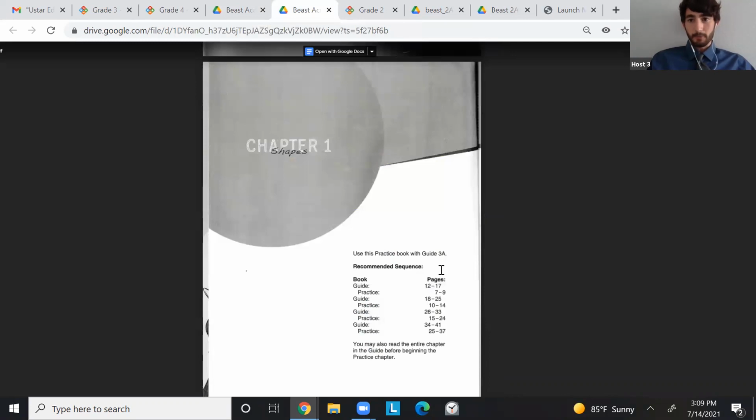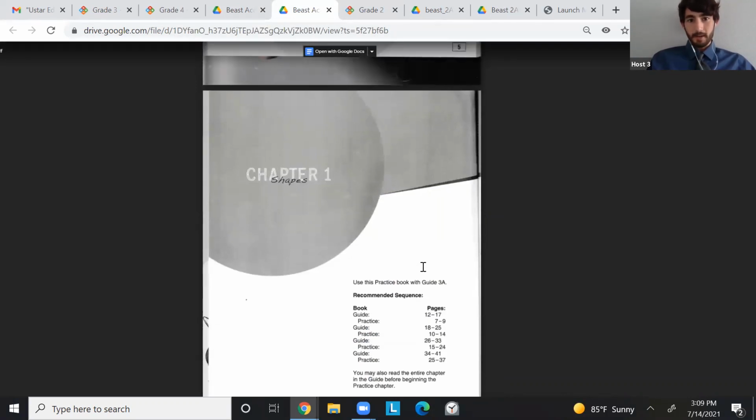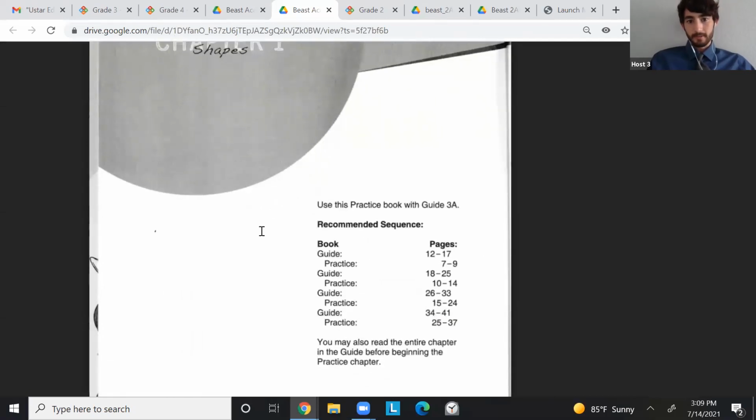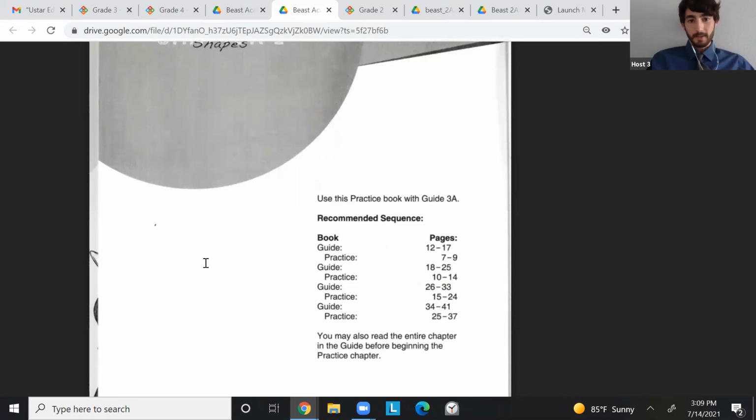So essentially, the Beast Academy books I really like to teach. It is very straightforward. At the beginning of each chapter in the practice books, they lay out how you should organize the teaching. And I usually just follow this to a T.